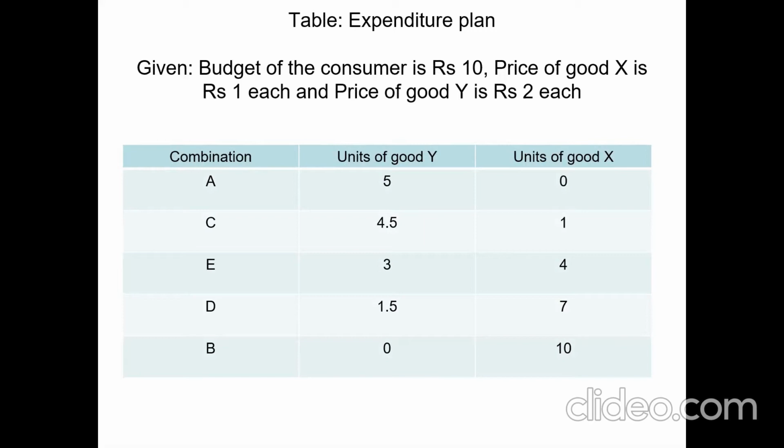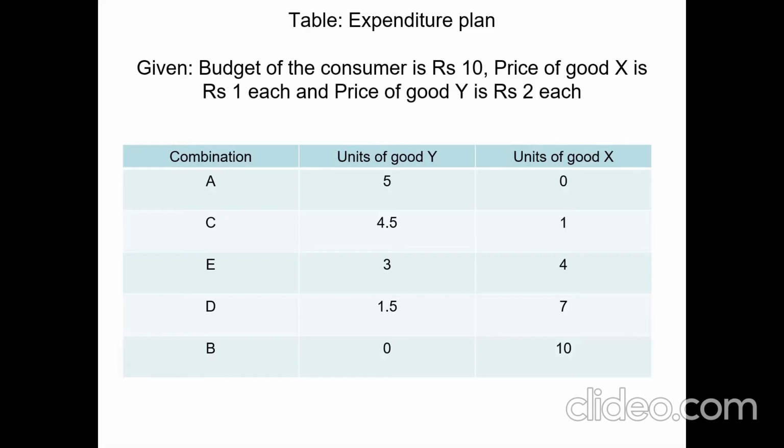Given to us is that the budget of a consumer is 10 rupees, the price of good X is 1 rupee, and the price of good Y is 2 rupees. These are various combinations of goods X and Y given: A, B, C, D, E. For example, 5 quantity of Y and 0 quantity of X, and this is how it goes. So let's calculate for each of these and draw a graph.